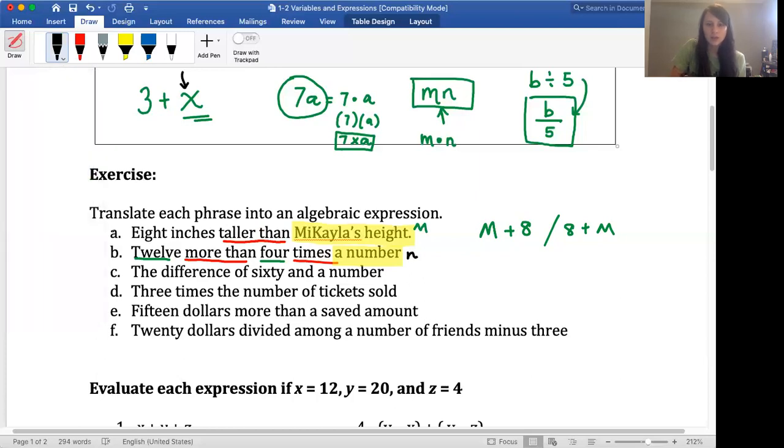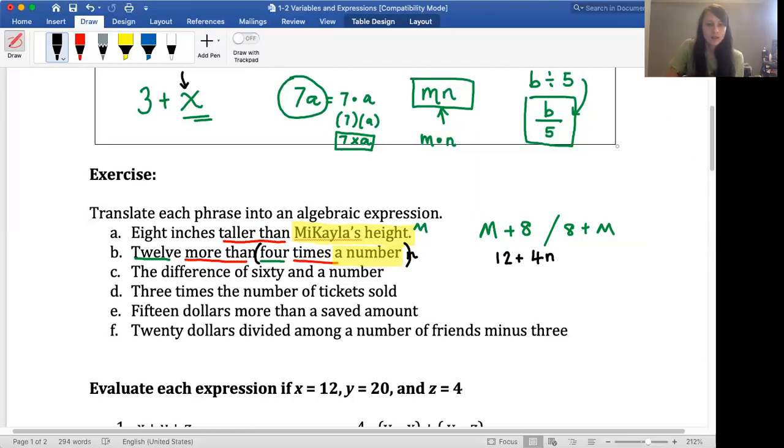And so let's think about this. 12 more than 4 times a number. So 4 times a number here, when I'm multiplying, multiplication comes first, right? So 4 times a number, I'm going to write that as 4n. And then it's 12 more than 4 times a number. So I'm going to do 12 plus 4n right there.